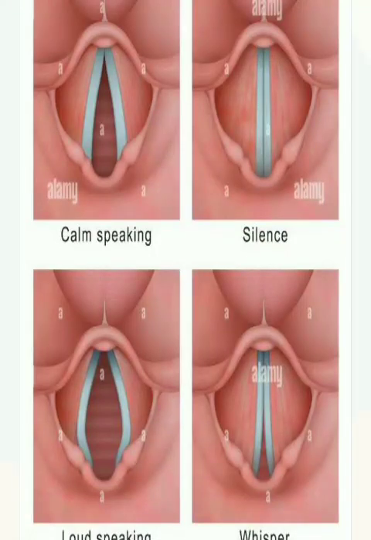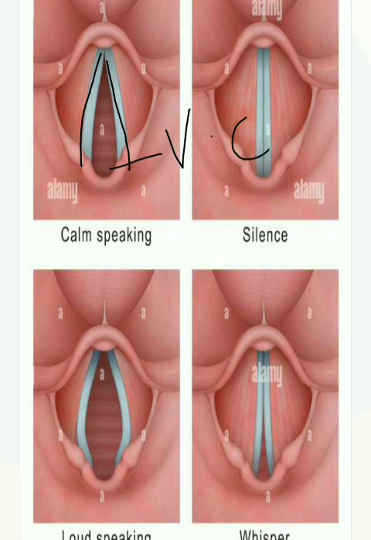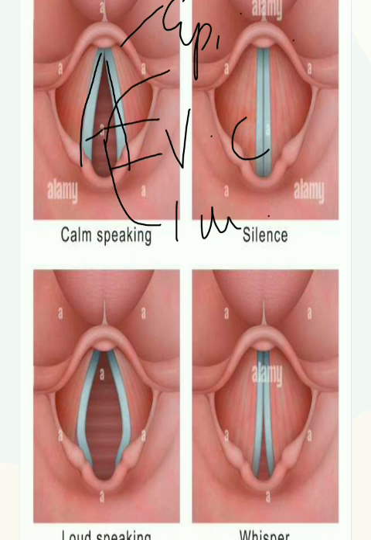Here, these lines are the vocal cords. This is the larynx. This is the epiglottis, and when it stretches, the air passes through them and they vibrate, which creates the sound.